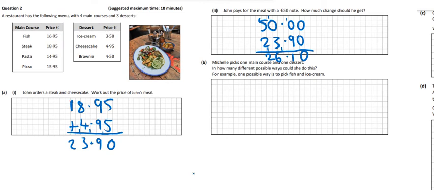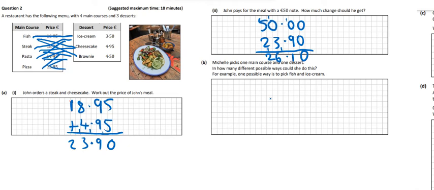Michelle picked one main course and one dessert. In how many different possible ways could she do this? For example, one possible way is to pick fish and ice cream. If you think about it, if she picks fish, there are three different possibilities: ice cream, cheesecake, and brownie. And if she picks steak as her main course, there are three possible desserts she could put with that again. For each of the main courses, there are three different possibilities.